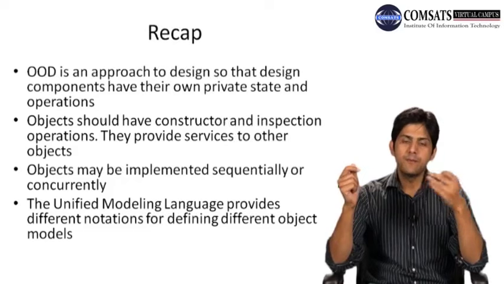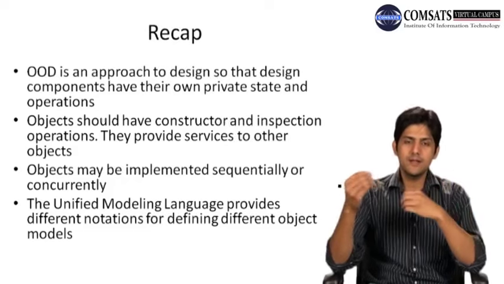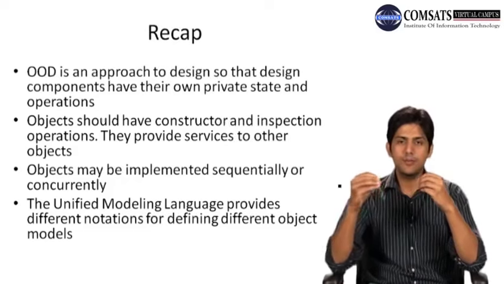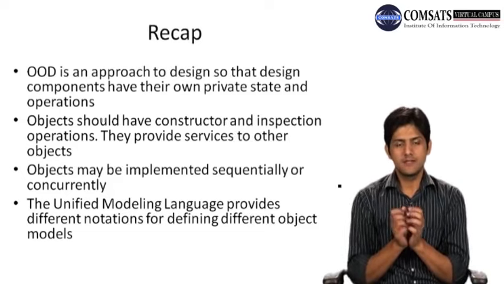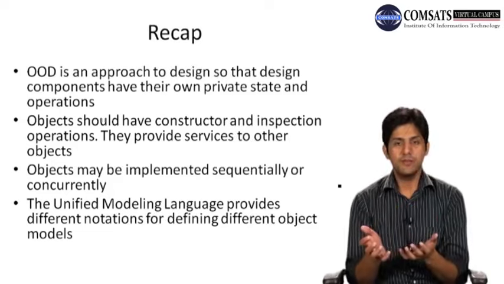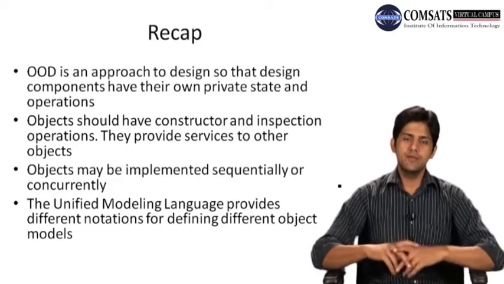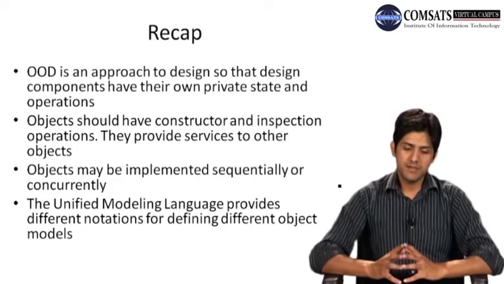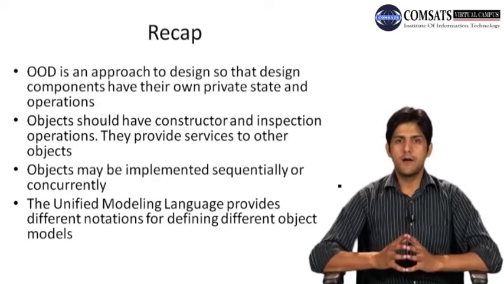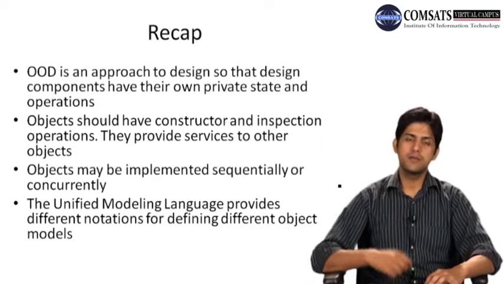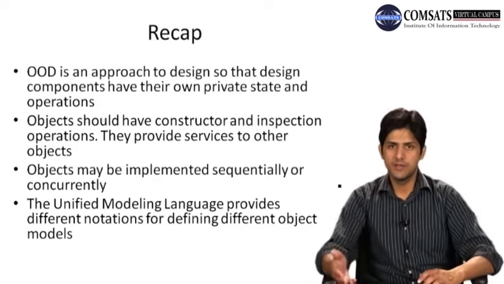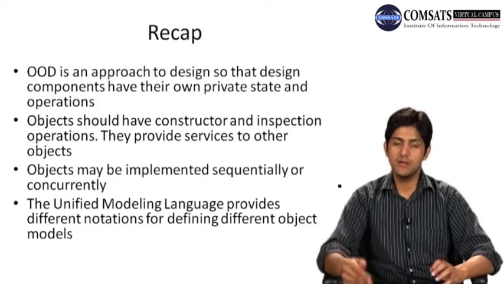They provide services to other objects. Now what does a constructor do? Constructor lets other objects create this particular object, and inspection lets you inspect the state of a particular object. Then we saw that these objects may be implemented sequentially or concurrently. Sequentially is pretty straightforward: you have an object, then you create another object through that particular object. When you pass a message, you create another object.